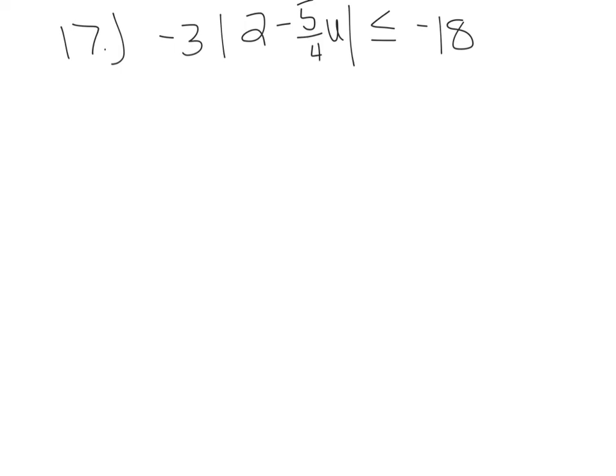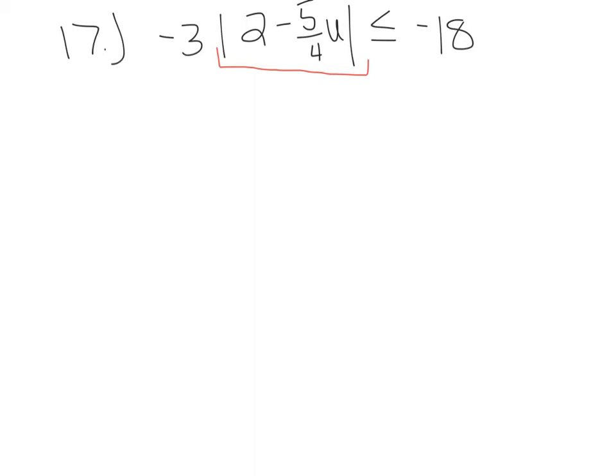All right, so we've got two examples from tonight's homework to take a look at. The first is number 17. With number 17 and with all absolute value inequalities, in order to write your two inequalities, you need to have the absolute value bars alone on one side of the inequality.